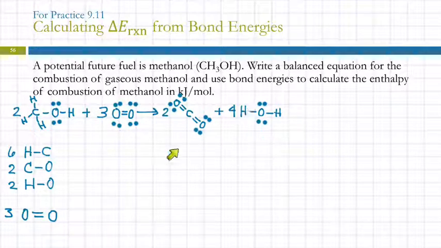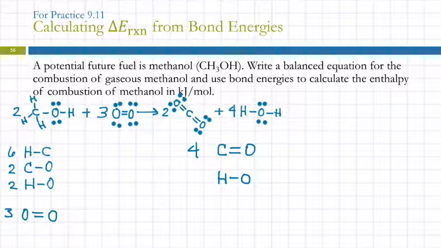And then over here, we have to look at what we are making. Well, I'm going to make carbon-oxygen double bonds. I have 2 moles of this molecule, and each molecule has 2 of those bonds, so I'm going to make 4 moles of carbon-oxygen double bonds. And when I make water, I make 2 hydrogen-oxygen bonds, but I've got 4 moles of that, so I make 8 moles of the bonds. Everybody okay with that?